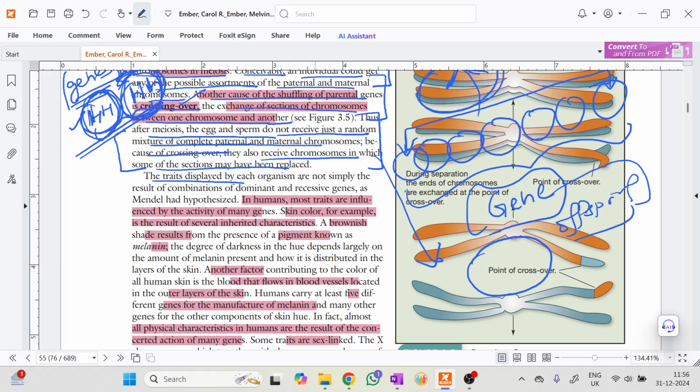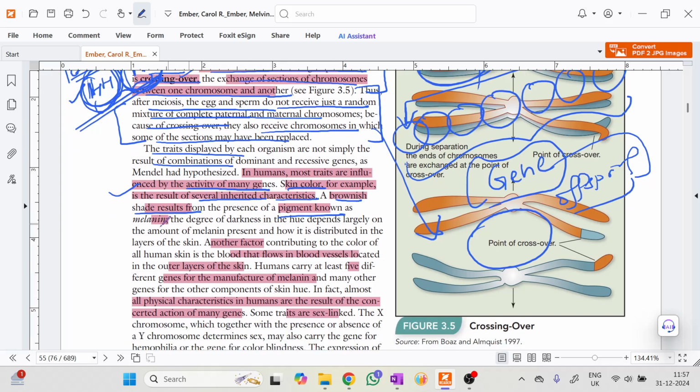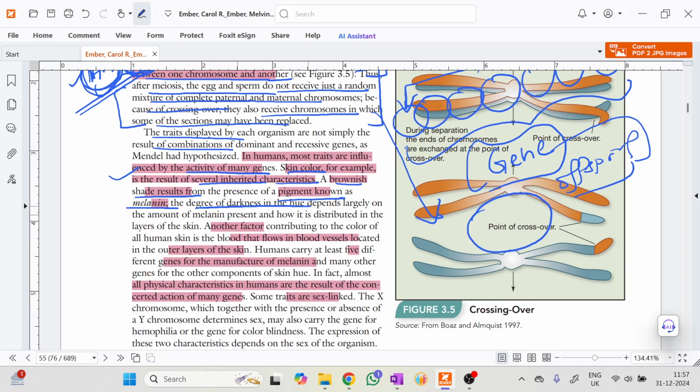So the traits displayed by each organism are not simply the result of a combination of dominant and recessive genes. Most traits are influenced by the activity of many genes. Skin color, for example, is the result of several inherited characteristics. A brownish shade results from the presence of a pigment known as melanin. The degree of darkness in hue, the degree of skin complexion, depends largely on the amount of melanin present and how it is distributed in the layers of skin. So this is also controlled and expressed by DNA itself.